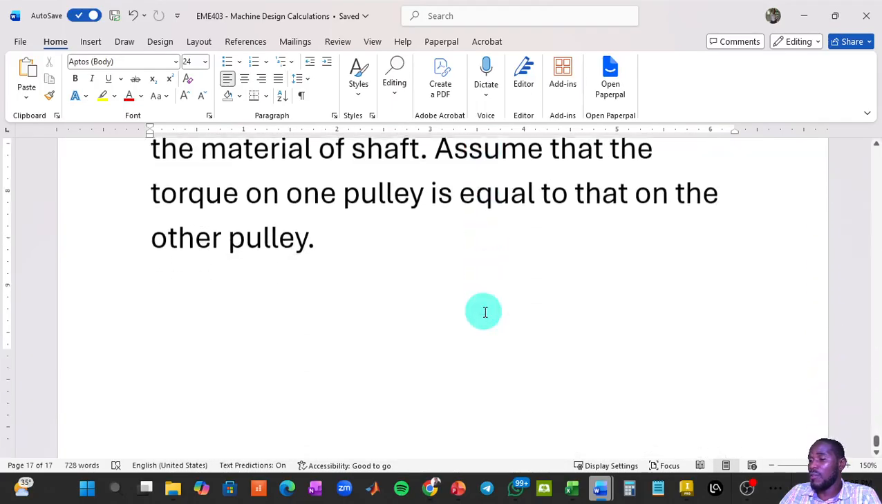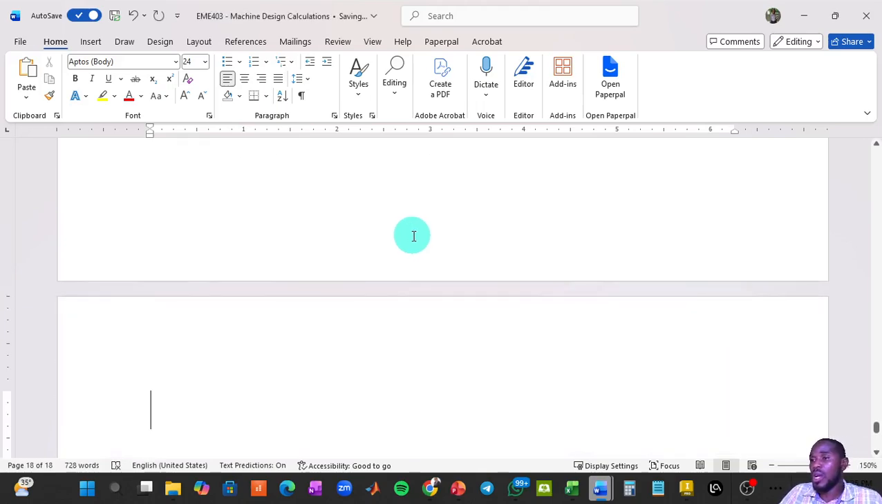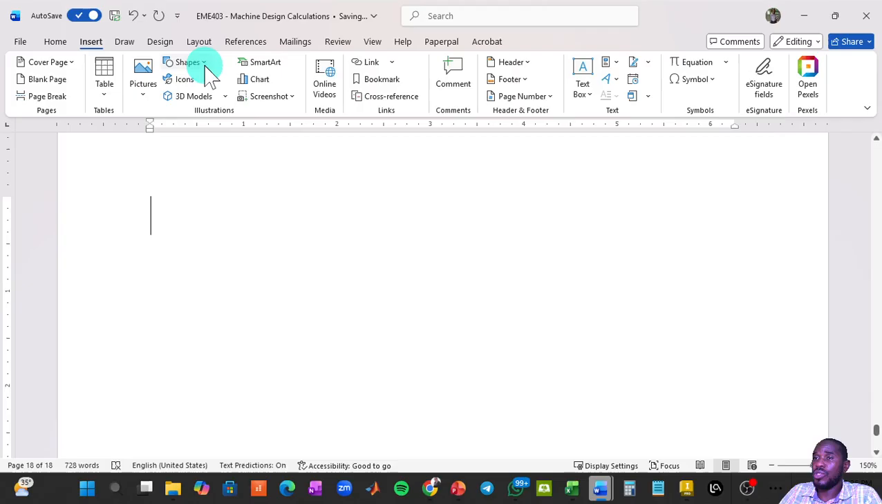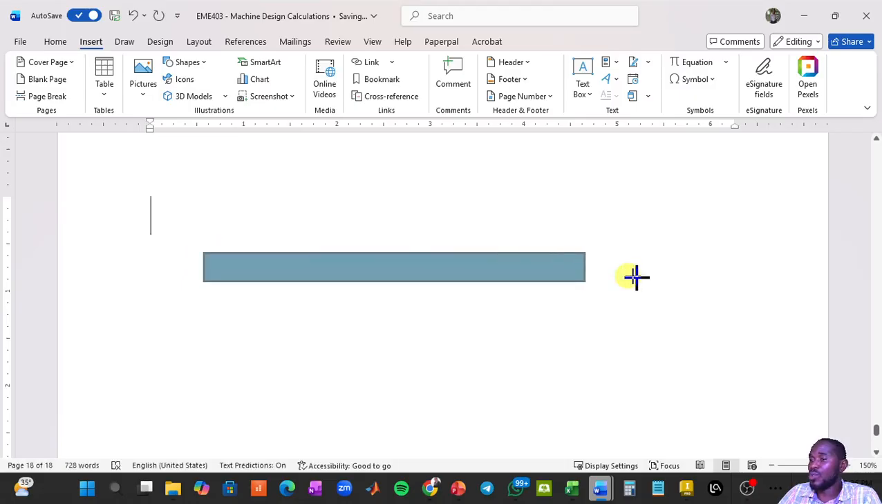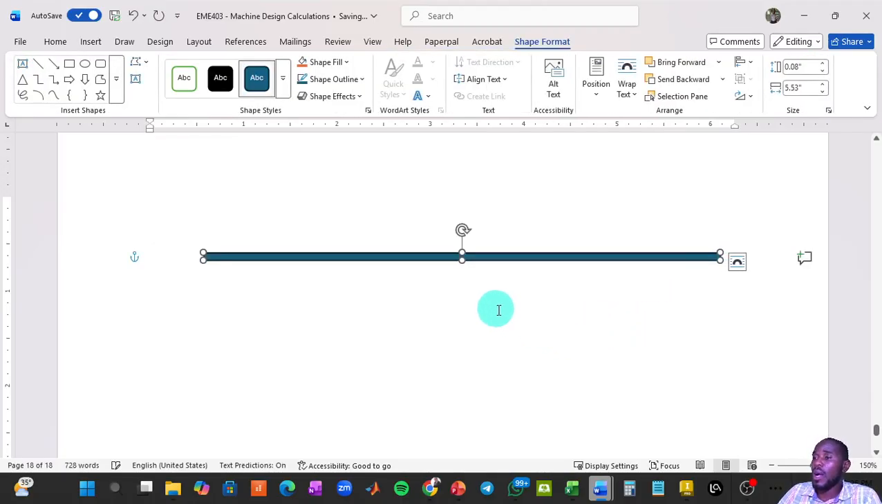So if I would come down here, possibly I need to move to the next page, and let's use our shapes to see if we could get a sense of what is being said. So let's assume that this is our shaft. Let that be our shaft, and this shaft is placed between 2 bearings. So let these be the bearings.